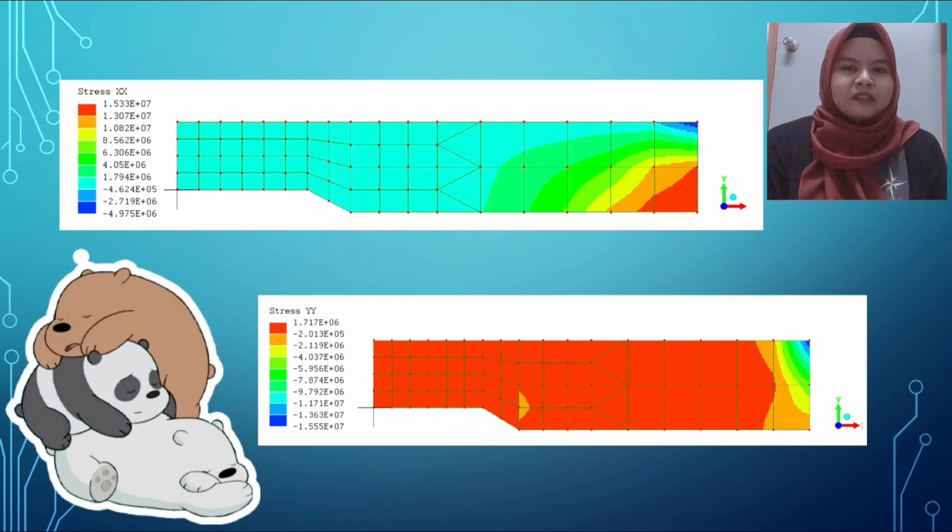Moreover, based on the stress in the x-axis, the highest stress occurs at the bottom corner at the end of the beam when the force is applied. For stress in YY, most of the free surface has the highest stress because when the load is applied, the beam will undergo a stretching force due to the free surface of the beam.